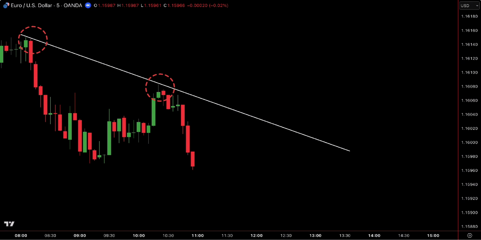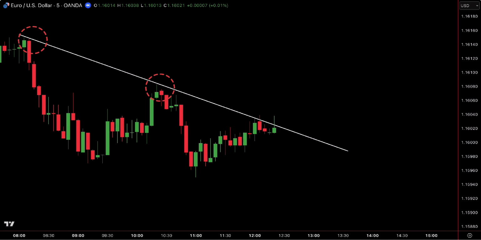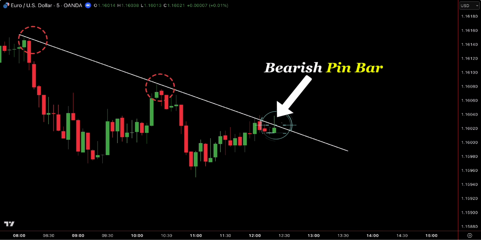Once the trend line is established, the next step is to wait for price to retrace back into that area to see how it reacts. Here, when the market pulled back to the trend line, it rejected strongly and formed a clear bearish pin bar pattern. A pattern like this simply shows that sellers may be stepping back into the market and defending the trend line area.